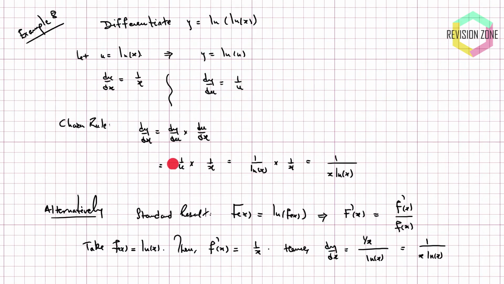But obviously, we don't want it in terms of u and x combined. We want it purely in terms of x. So we go back here and say, well, what is our u? It's just log x. So we replace that u by log x, right? And so the answer is 1 over x times log x.